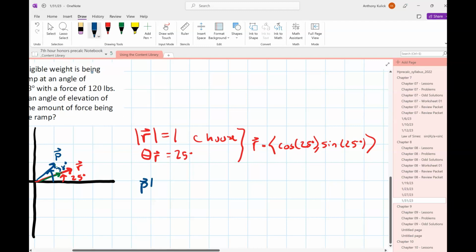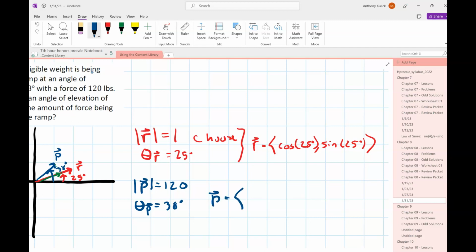And we do the same thing for the pull. The magnitude there is 120, and the angle was 38. So we resolve this the same way.